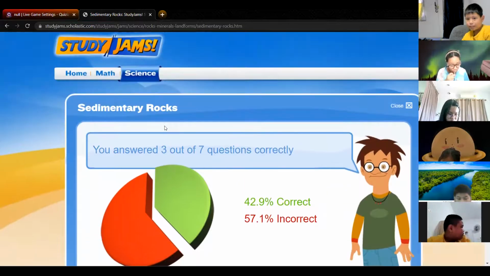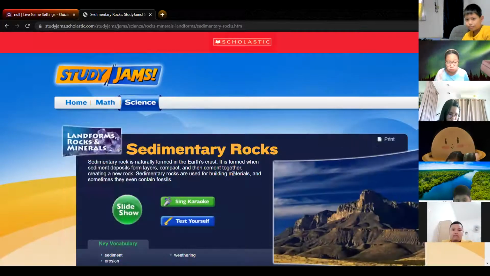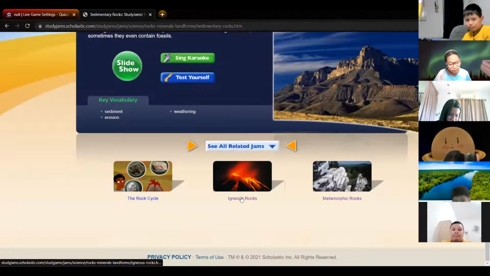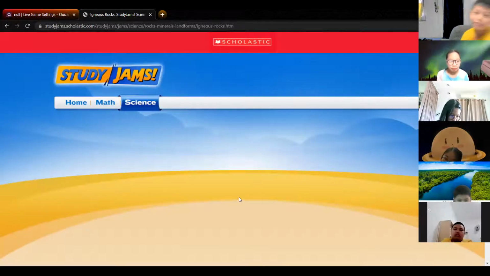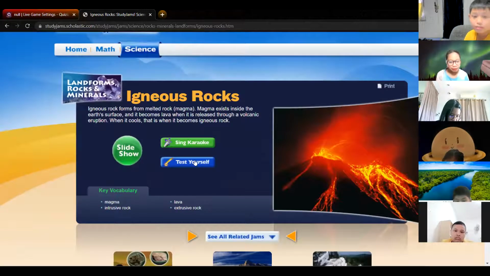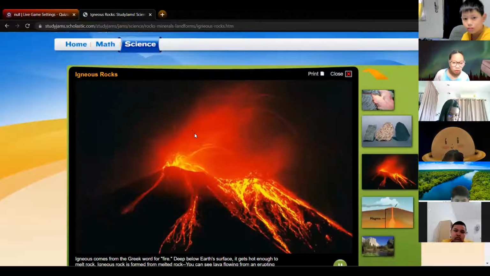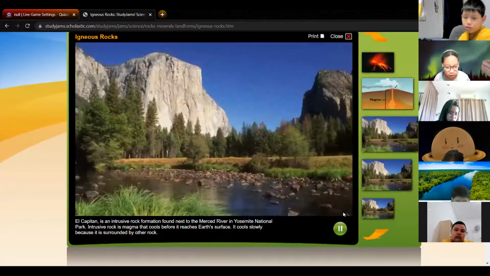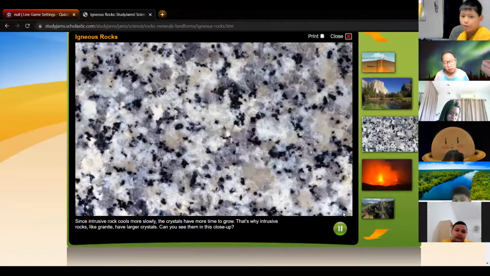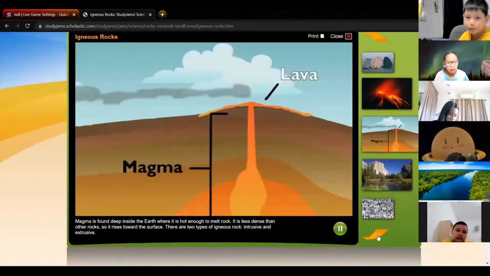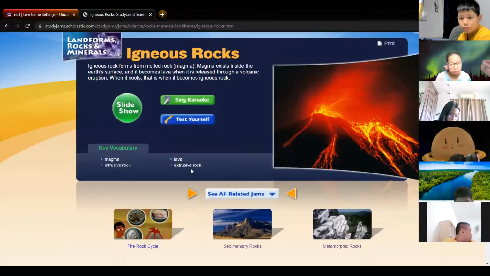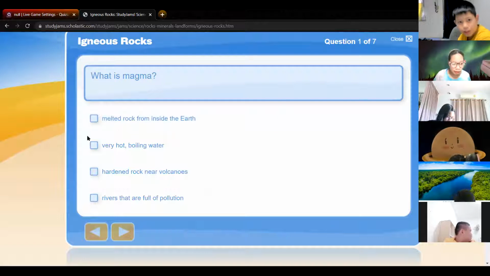Now let's go to the next one. Let's go to the igneous rock. So here in the igneous rock, let's just take a look at this quickly. Magma, okay, these are the pictures that we can see in the igneous rock. Okay, so let's just go directly here because you guys are so smart.